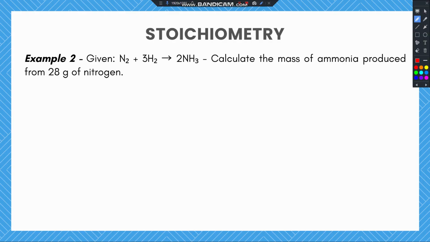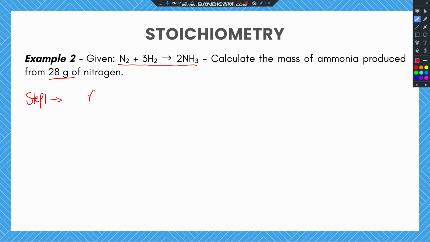The next question on the screen says, given this equation on the screen, calculate the mass of ammonia produced from 28 grams of nitrogen. So step number 1 would be to convert the mass into moles.